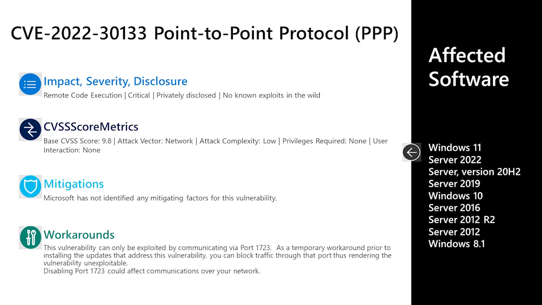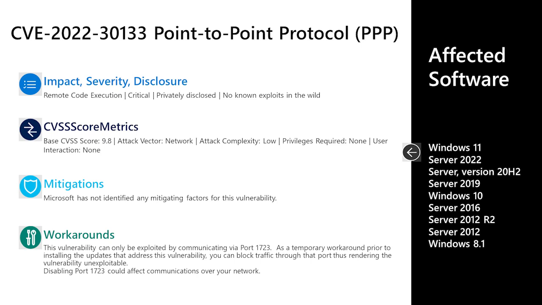Next, we'll talk about CVE-2022-30133. This is another remote code execution vulnerability, this time in the point-to-point protocol. This is a critical vulnerability, privately disclosed to Microsoft, with no known exploits out in the wild. This is another vulnerability with that 9.8 CVSS score. The attack vector is over the network. The attack complexity is low. Privileges required is none, and user interaction is none.